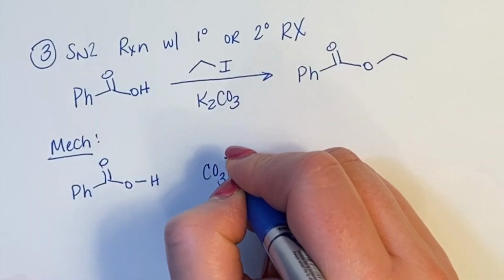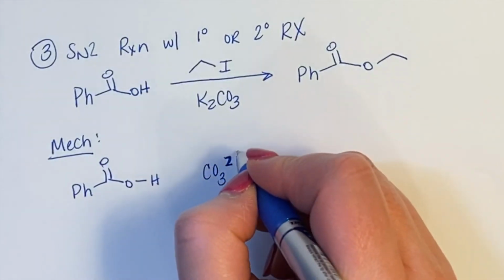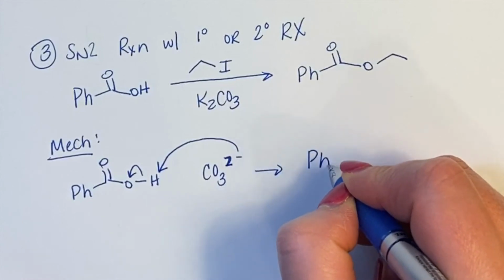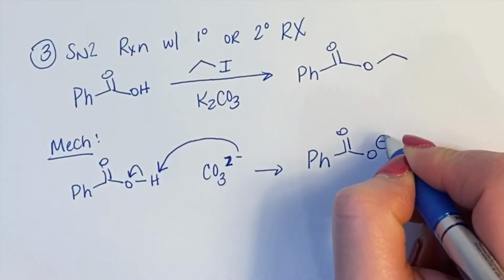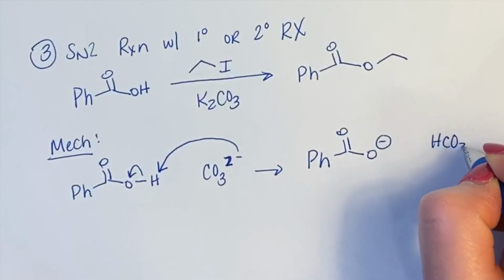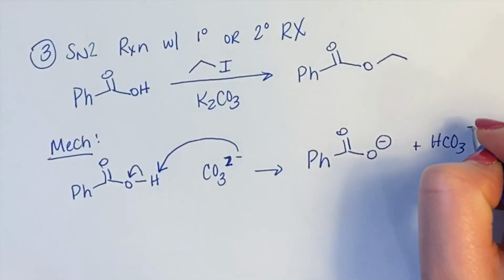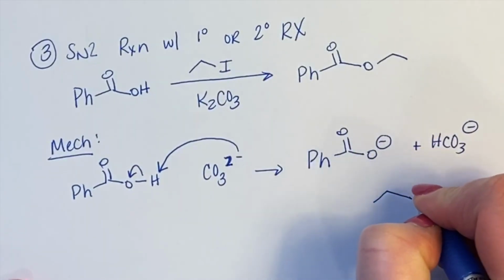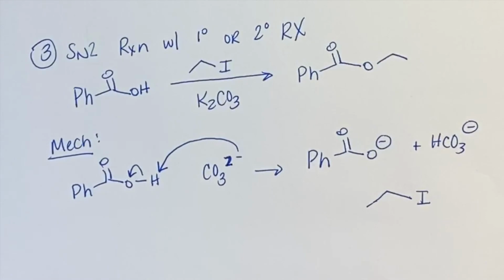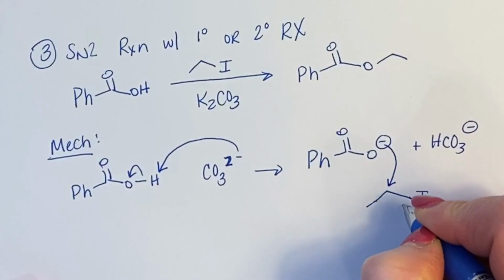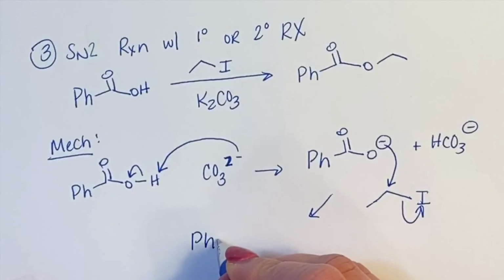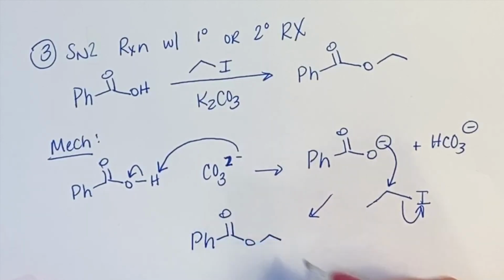So if I have carbonate as my anion, that can remove a proton from my carboxylic acid, and that's going to give me the carboxylate ion plus a molecule of bicarbonate in this case. Now that I have this carboxylate ion, this can act as a nucleophile in an SN2 reaction with a methyl, primary or secondary alkyl halide. So that can attack at that carbon, kick out my iodide, and that's going to give me my final ester product in this reaction.